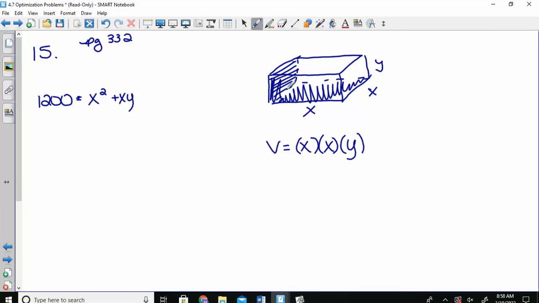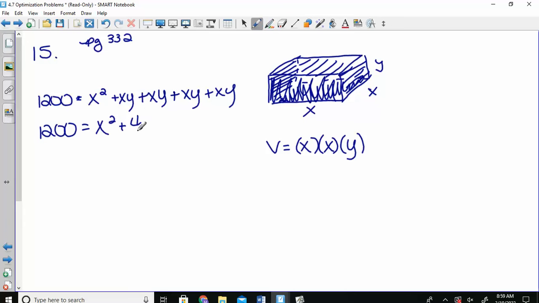Okay, the front of the box. This is X, that's Y, so it would be XY. This side of the box would be XY. The back of the box would be XY. So we get 1,200 equals X squared plus 4XY. All right. So we need to take this and solve for one of the variables.